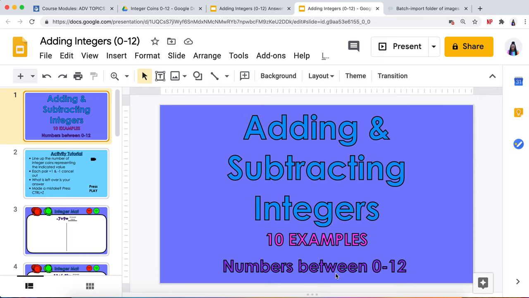Welcome to adding and subtracting integers. So this is a tutorial about how to best use this activity. So these are your directions.